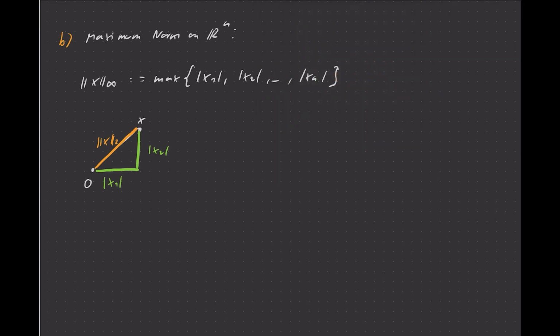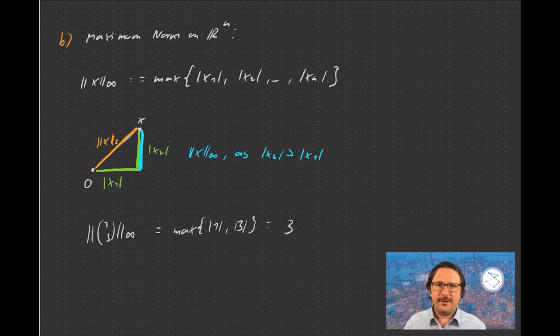Now we just have to compare which of these is longer, and I would say x2 is a little longer here, barely, but yeah. So this distance here, this would then be the maximum norm, as the absolute value of x2 is larger than that of x1. Okay, and in our example here, (1, 3), if we take the maximum norm of (1, 3), that's the maximum of the absolute values of 1 and 3. And of course, the maximum here is 3. Okay, so this is the maximum norm.